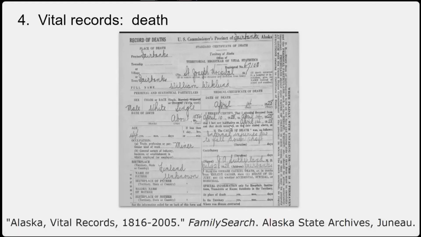This is a 1928 death certificate from Fairbanks, Alaska. It is likely that your ancestor lived before vital records were officially kept. Alternatives to death certificates for finding death information include military records, census records, newspapers, church records, tax lists, cemeteries, or wills and probate.